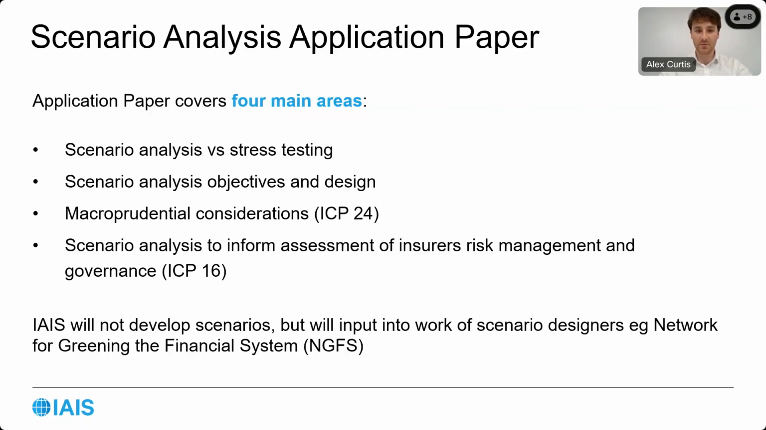First, it looks at the differences between scenario analysis versus stress testing and examples of climate risk that can be assessed using scenario analysis. Second, it looks at scenario analysis, objectives and design. And third, the standards set out in the Insurance Core Principles, ICPs, in particular number 24, macro-prudential considerations, and number 16, scenario analysis to inform the assessment of insurers' risk management and governance. It's worth pointing out that the application paper does not consider the development of climate scenarios themselves, but the IAIS will continue to input into the work of scenario designers, such as the Network for Greening the Financial System, NGFS. Next slide, please.